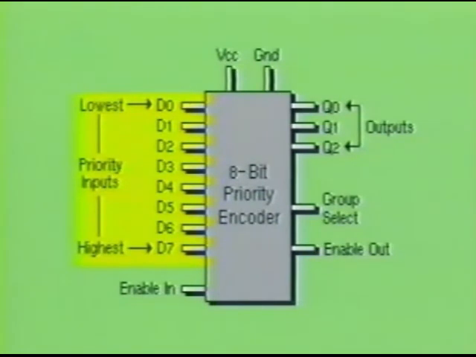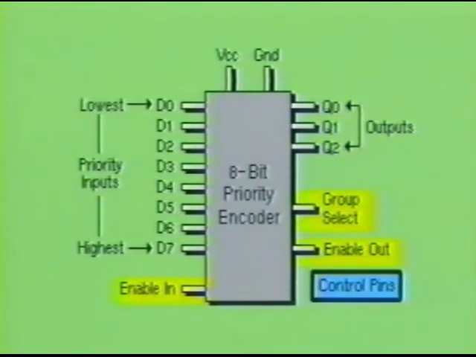The inputs are labeled D0 through D7. There are also 3 outputs, which are labeled Q0, Q1, and Q2. The Enable In, Enable Out, and Group Select are the control pins on the device.